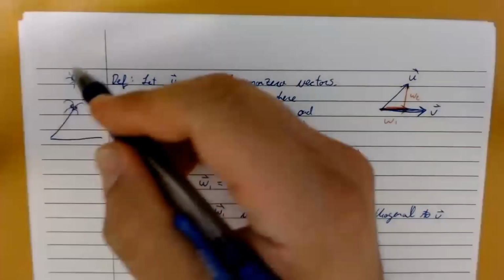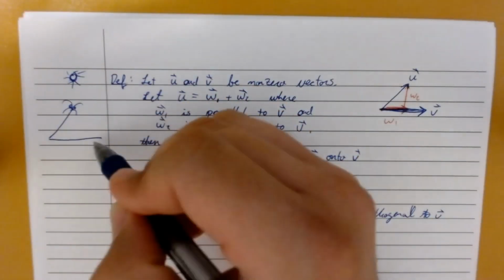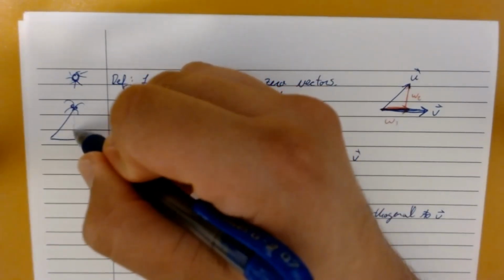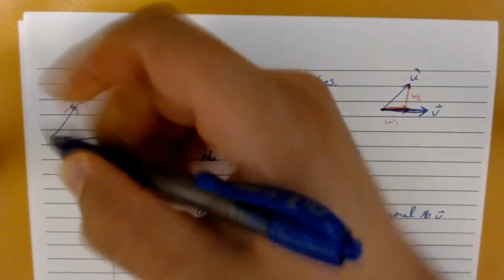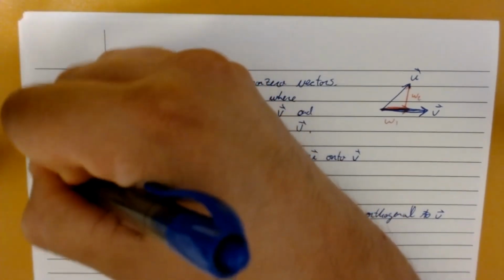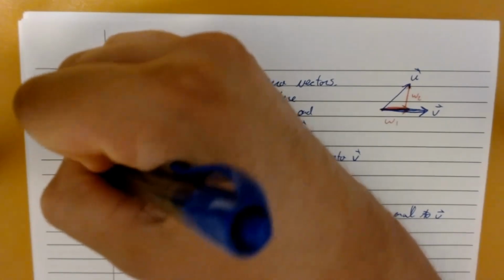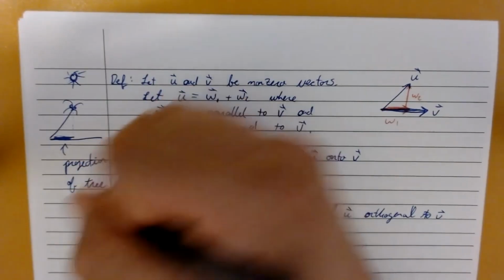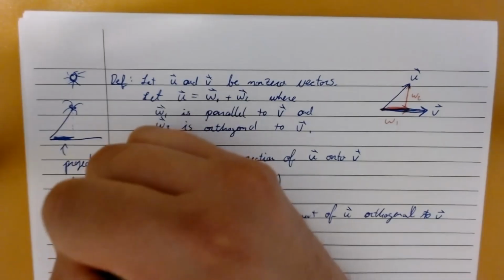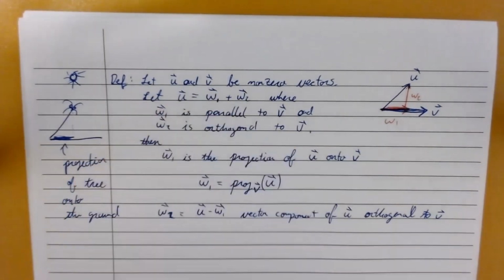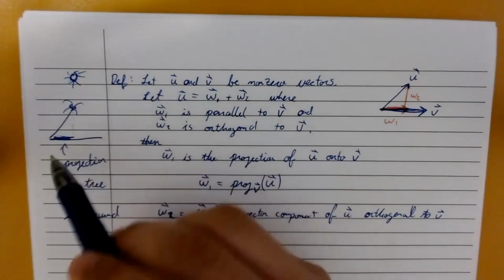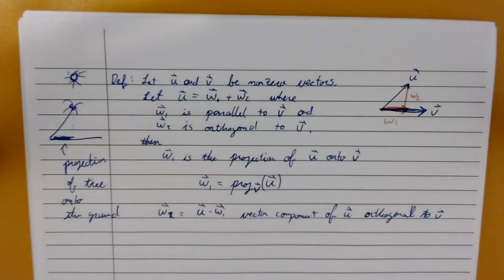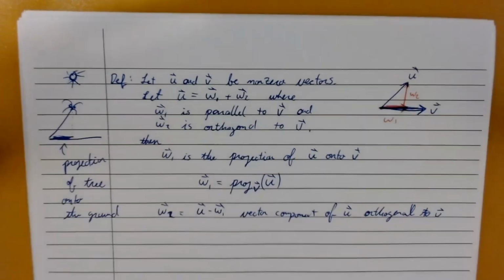All right, so the sun, this object is not on the ground. However, it will project a shadow. That shadow is the projection. This is the projection of the tree onto the ground. The projection of U onto V. So V is acting like the ground, and U is acting like the tree whose shadow is being cast. The projection is that shadow.